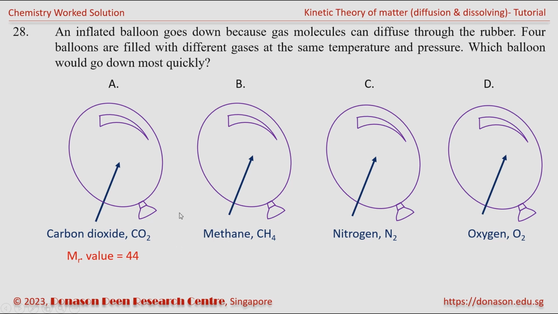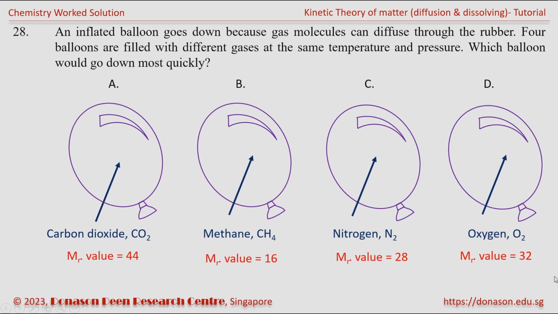If you look at methane, methane is CH4. There is 1 carbon and 4 hydrogen. So the MR value would be 12 plus 4, and that's 16. Nitrogen, each nitrogen atom is 14, and 2 times 14, because nitrogen is a diatomic molecule. So 2 times 14 would give us 28. And oxygen, each oxygen atom has a relative atomic mass of 16, and 2 of them together are going to give you an MR value, or relative molecular mass, of 32.